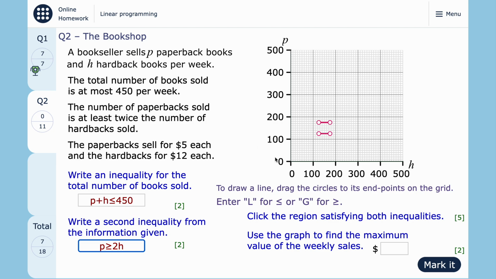So if P plus H equals 450, let's say P was 0, then H would have to be 450. So that would be down there, wouldn't it? If P was 0 and H was 450, then we'd be at that point there. Or the other way around, if H was 0 and P was 450, then we'd be up there. So I've drawn the line where P plus H equals 450.